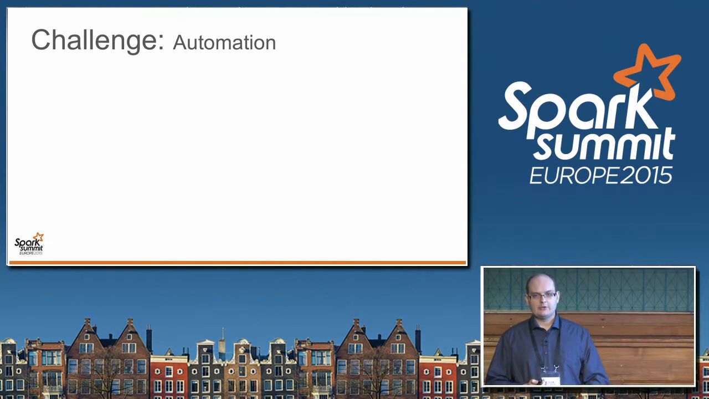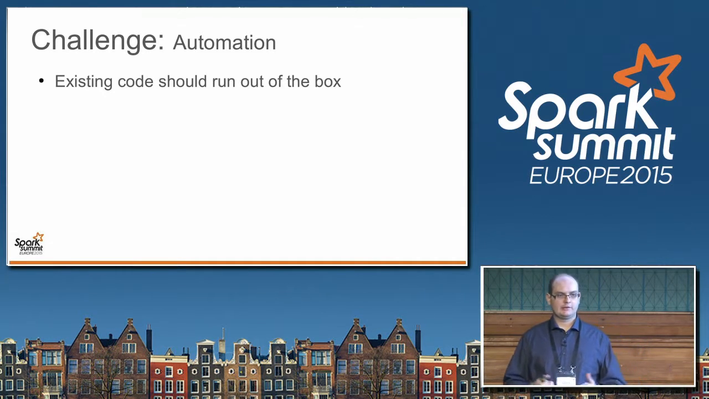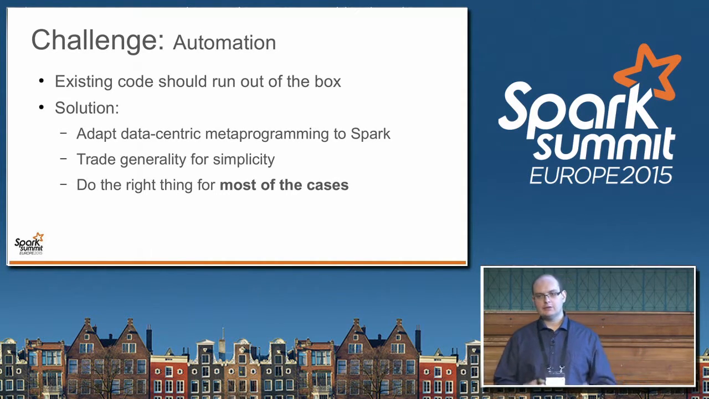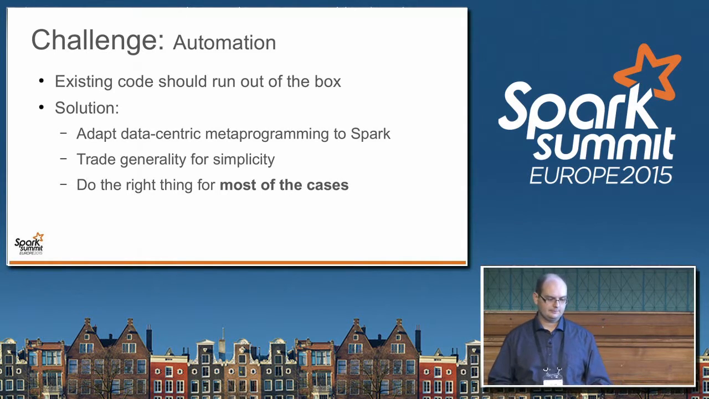And finally, the last problem is automation. The existing code that you have written already should operate out of the box on the data. You should not have to rewrite anything. So the solution would be to adapt what I showed you, the data-centric metaprogramming, to the Spark use case. And we would trade some of the generality, defining your own transformation and so on, for the simple fact that it just works. And it should do what you expect. It should boost performance in most of the cases. So it should have good common defaults.